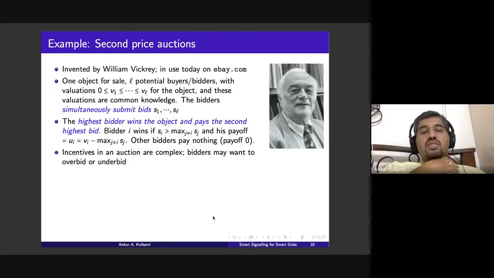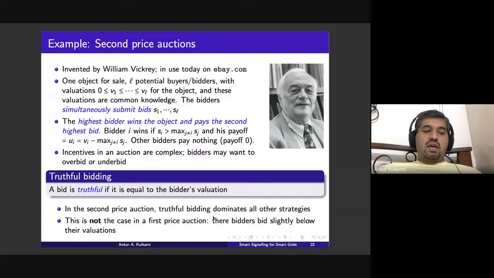Okay. So incentives in an auction are complex, and there are often situations where players end up overbidding or underbidding and so on. What Vickrey showed was that you can get rid of all of these problems by having the player pay the second highest bid as opposed to the highest bid. We say that a bid is truthful if a player ends up bidding his true valuation. And it turns out that in the second price auction, truthful bidding dominates all other strategies. That means it's better than playing any other strategy for every player.